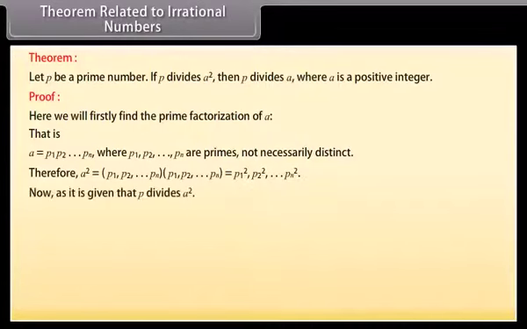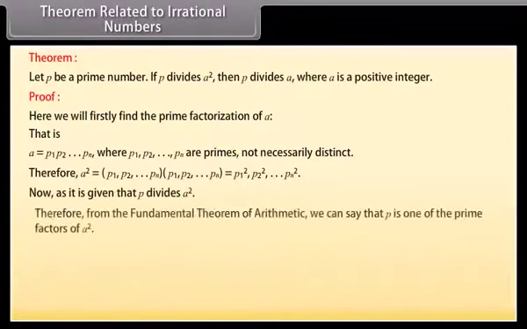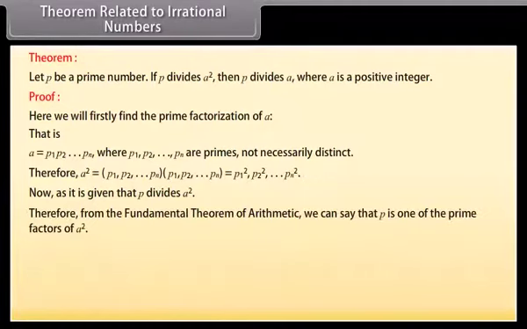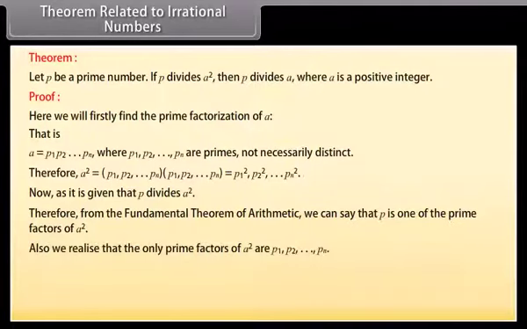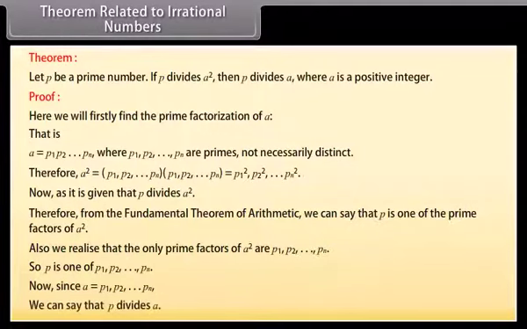Now, as it is given that p divides a square, from the fundamental theorem of arithmetic we can say that p is one of the prime factors of a square. Also, we realize that the only prime factors of a square are p1, p2, and so on till pn. So, p is one of the p1, p2, and so on till pn. Now, since a is equal to p1, p2, and so on till pn, we can say that p divides a.